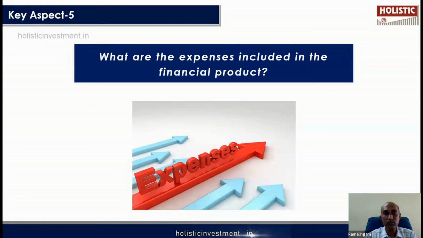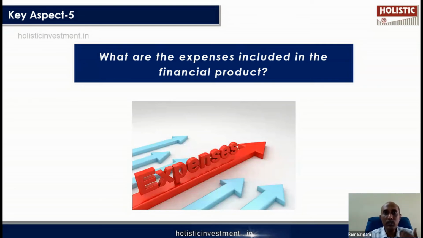In a ULIP, if you look at it clearly, there will be an allocation charge when you enter. If you want to discontinue in between, there will be charges. If you want to surrender, there will be charges. Whereas in mutual funds, there are no entry charges and no discontinuation charges. If you're withdrawing after 1 year, most probably there will not be any charges, right? Like this, you have to understand the cost involved in each and every product.